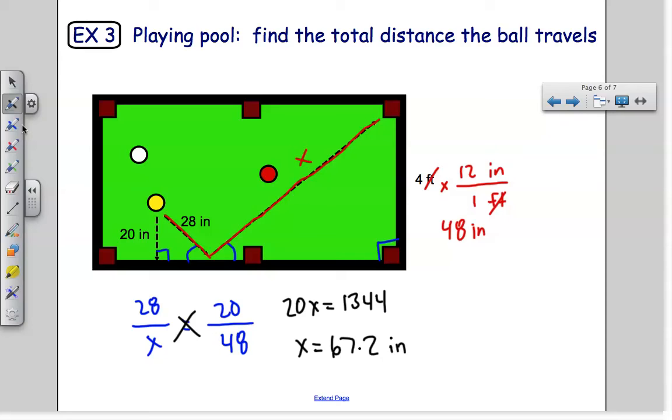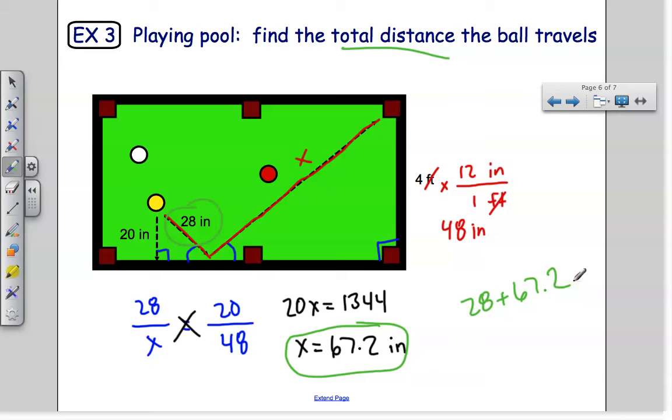The total distance that the ball travels would be 28 and 67.2 added together. So it looks like a total distance of 95.2 inches. So using angle-angle similarity today, once you have 2 angles congruent in 2 triangles, they are similar. Just set up proportions and solve for unknowns, sometimes using indirect measurement and the angle of the sun.